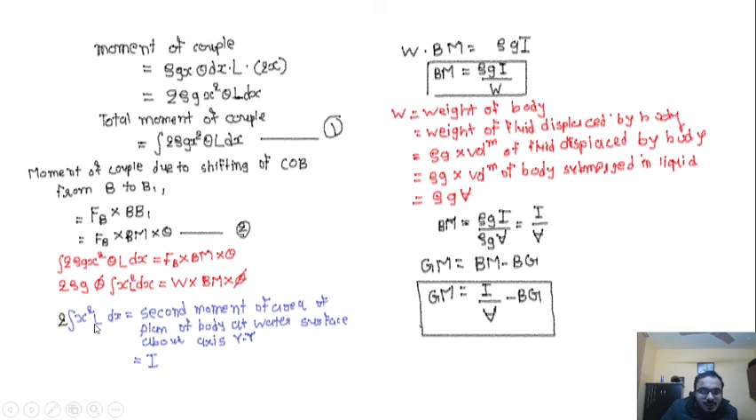Here 2 integration x square L dx is the second moment of inertia I, that is written over here. So this is the value of BM, but our goal is to obtain the GM, so GM is BM minus BG. So finally we are getting the metacentric height.